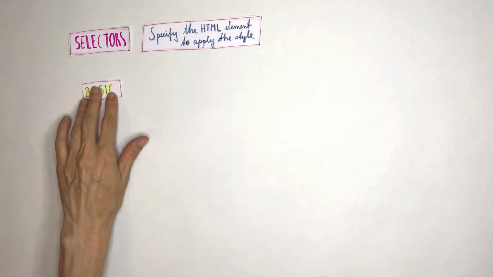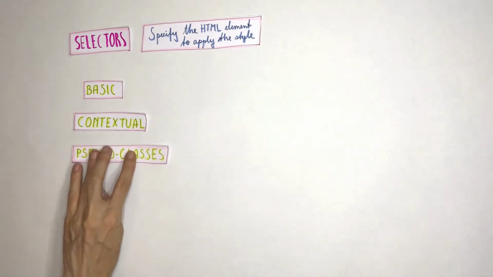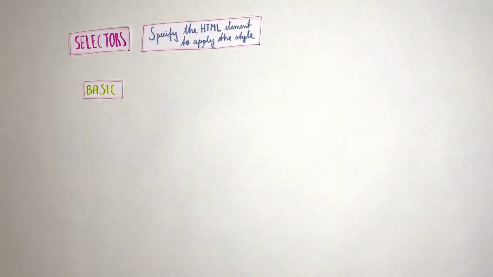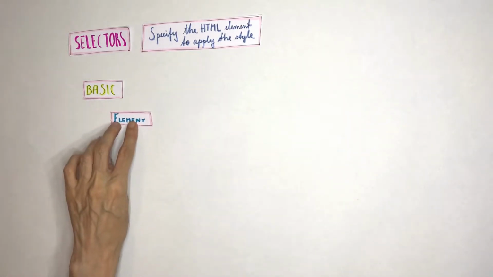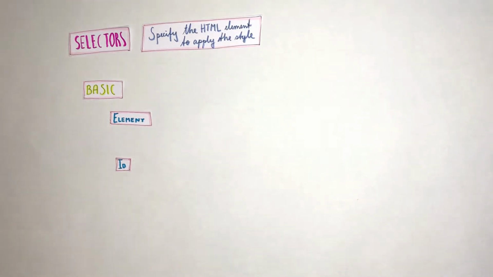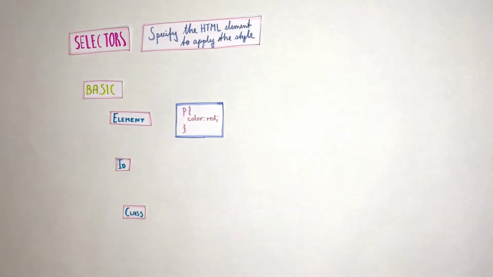There are 5 types of selectors: basic selectors, contextual selectors, pseudo classes, pseudo elements, and attribute selectors. Let's start with the most basic ones, the basic selectors. The basic selectors are the element selector, the ID selector, and the class selector. The element selector is the HTML tag of the element we want to style. Here we are using the P tag as the selector. That means that we are going to apply the style we are defining to all the P elements in our website.